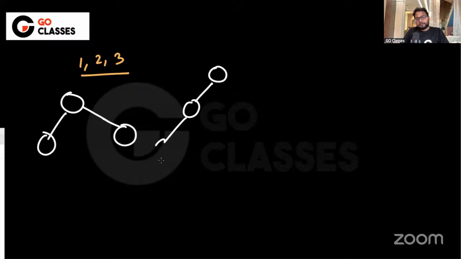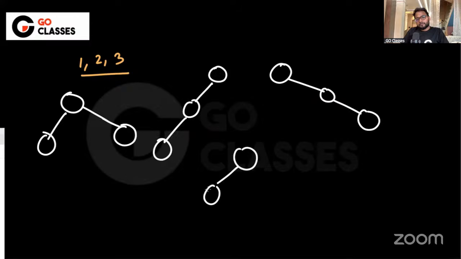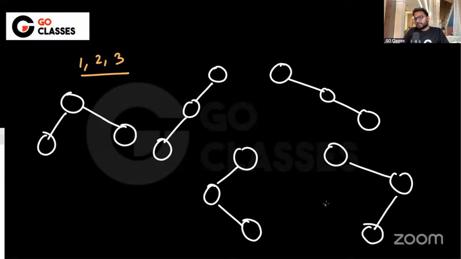Let me first tell you how many structures are possible. One structure is something like this, which is definitely possible. Another structure, maybe this. Another structure, maybe this. Another structure, maybe this. So how many structures are possible? If you just talk about the structures, then there are five structures possible.